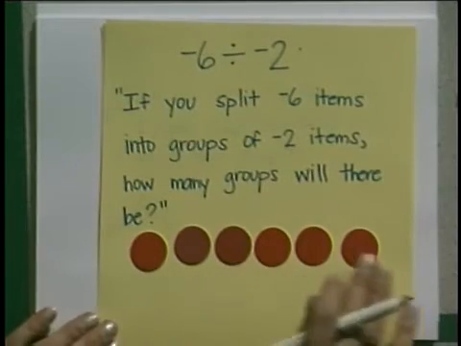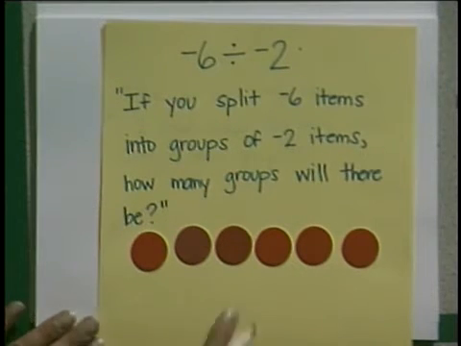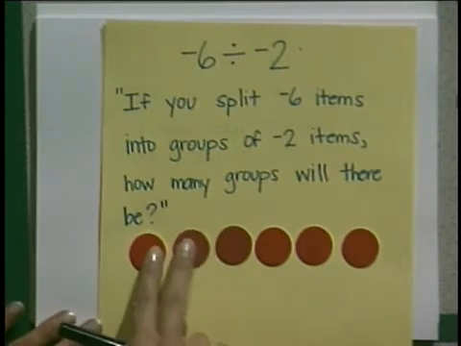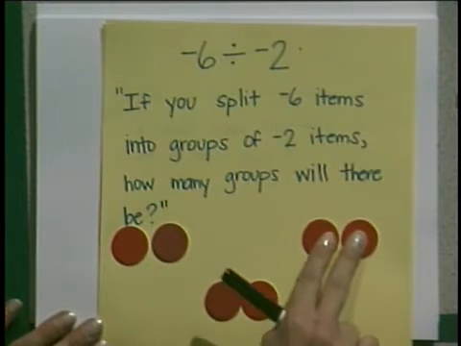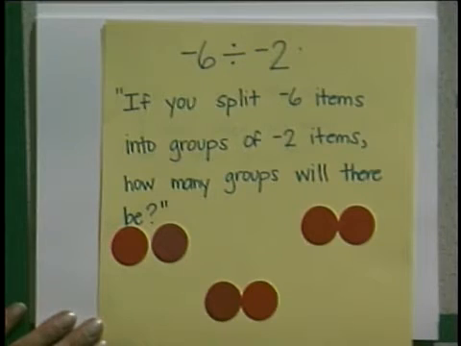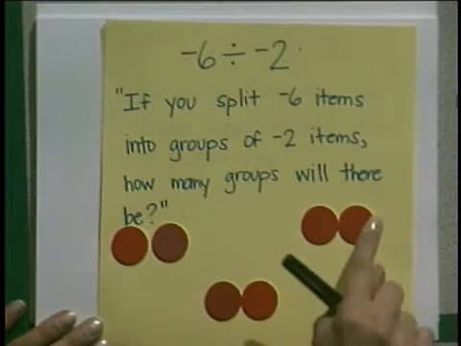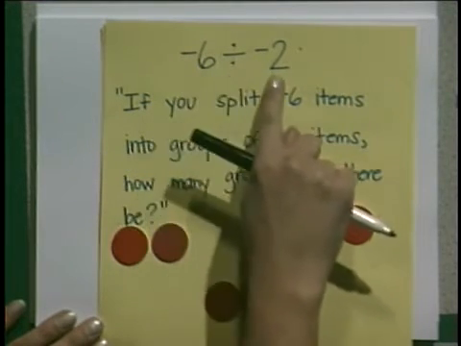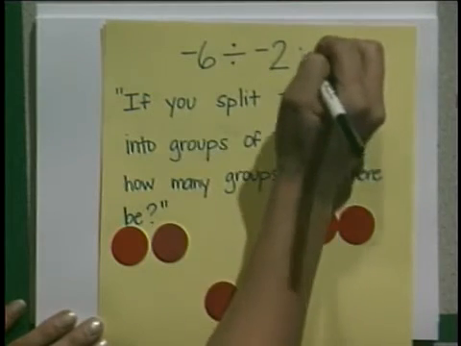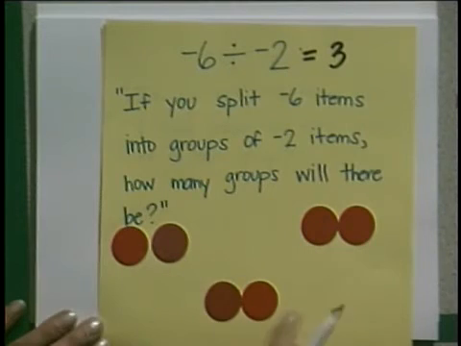So we have our negative 6 items, and we need to split them into groups of negative 2 items. So here's a group of negative 2, here's a group of negative 2, and here's a group of negative 2. So how many groups of negative 2 items do we have? There's 1, 2, 3 groups. So a negative 6 divided by a negative 2 will give us a quotient of a positive 3 for the 3 groups.